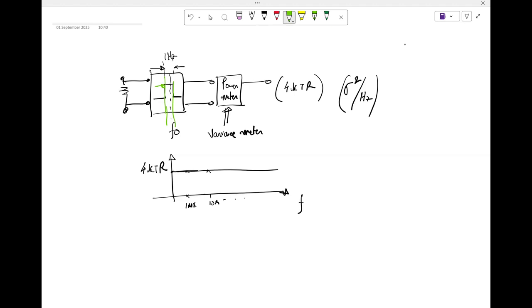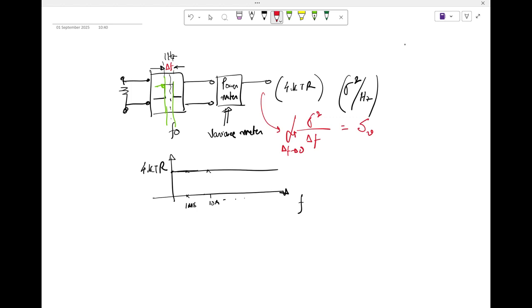But if you have to be strictly mathematical, then we should not limit ourselves to 1 hertz bandwidth. That should be delta f, right? And delta f should tend to 0. Ideally this should be delta f, and the power meter output, whatever you get, is sigma squared by delta f when delta f tends to 0. This is essentially the definition of power spectral density, and we denote it as S. And if we are talking about the variance of voltage, we call this S_V.